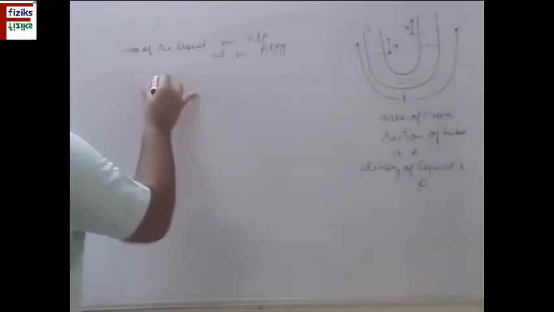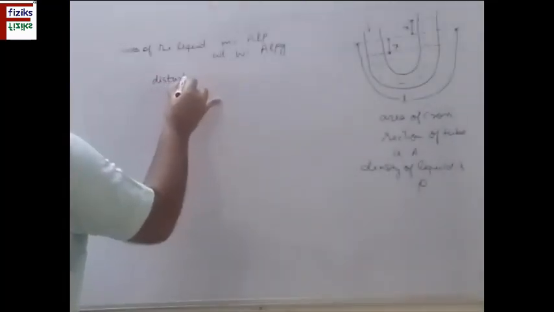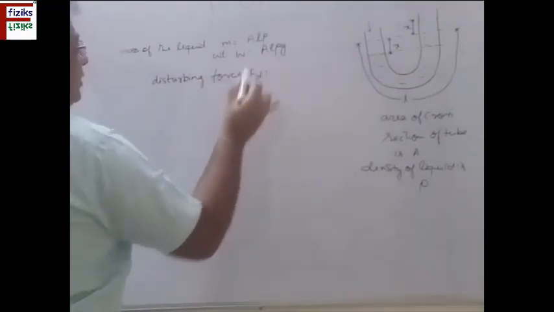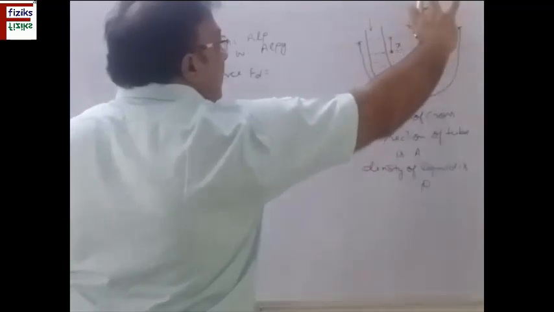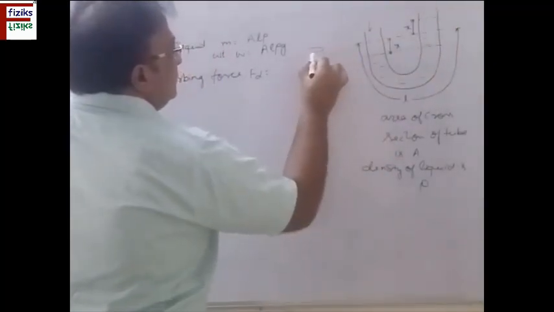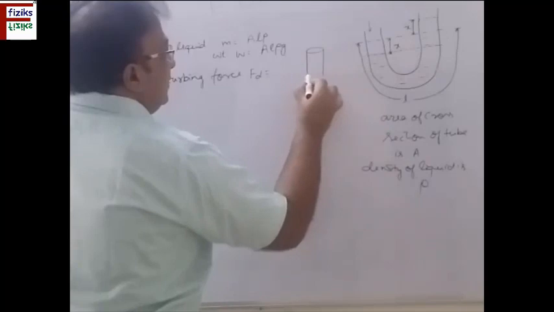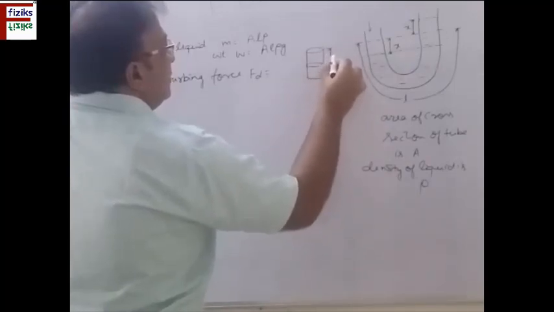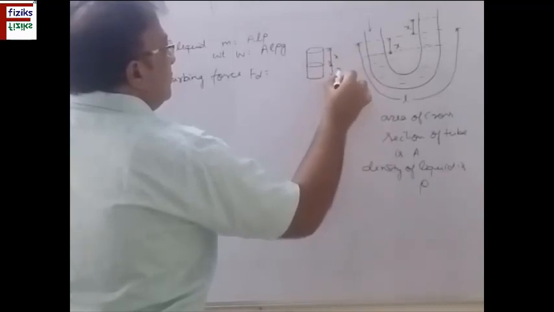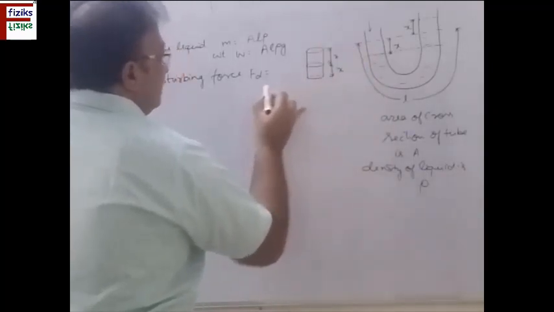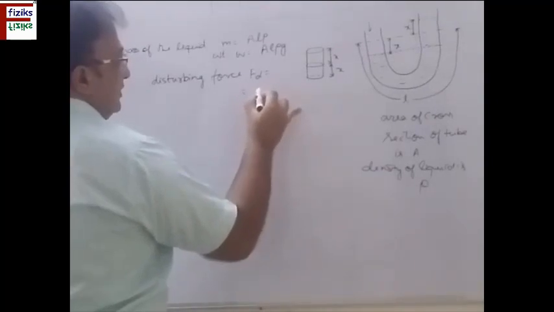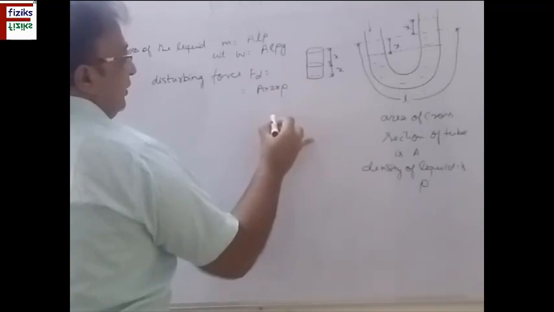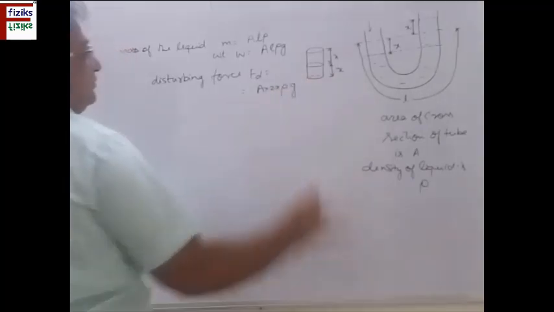Now the disturbing force F is equal to the weight of 2x length of the column. This x plus additional x. A is the area of cross section. So this is A into 2x, this is the volume, and density of the liquid multiplied by G.